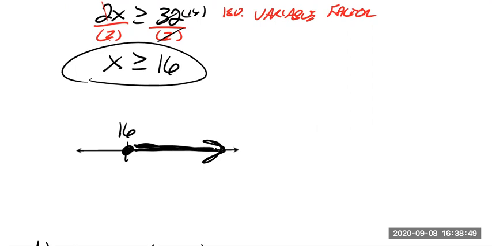Okay, so we'll try some different examples and then an application in the next lecture.